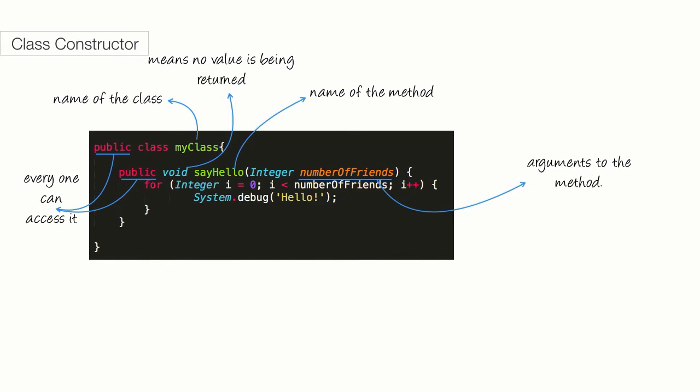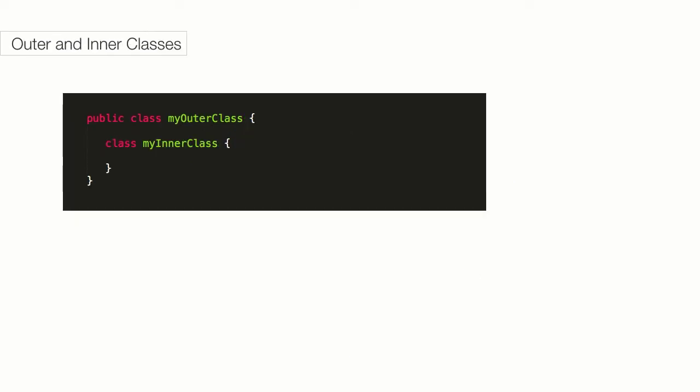Number of friends is the argument we are passing, and it is of integer data type. We have a for loop initialized at 0, incrementing by 1, and every time the loop runs, we are printing out a hello statement to the debug log. Hello is a string, therefore we have these quotes. Remember that every statement ends with a semicolon.